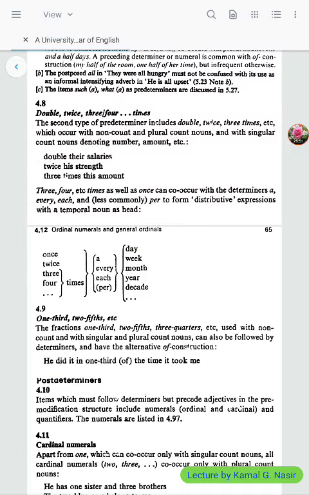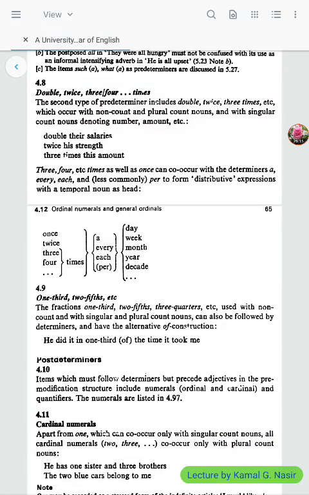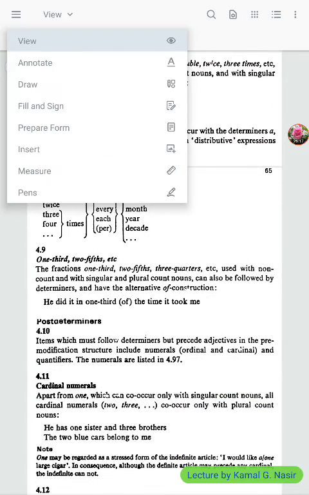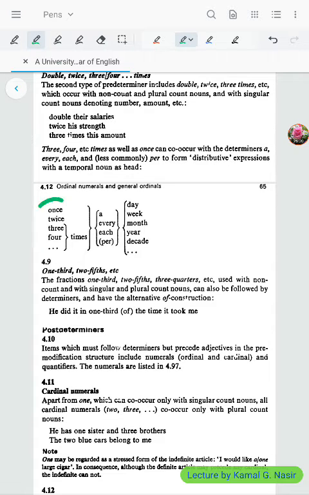Other predeterminers are, for example, double, twice, and three times, or four times. Also, they are regarded as predeterminers. So what do we say? We say once a week. Once is a predeterminer, a is a determiner, and week or day is the head noun. Clear?